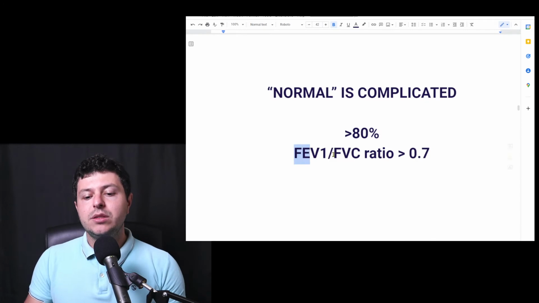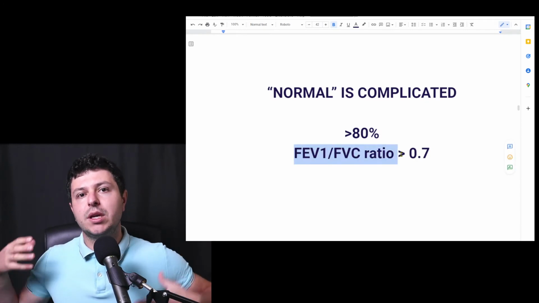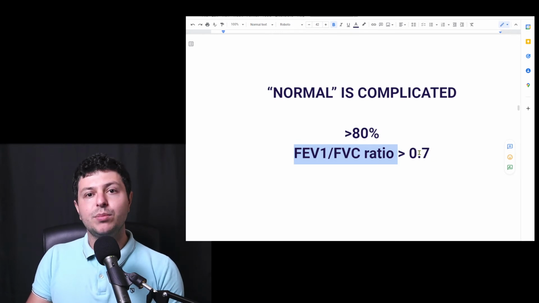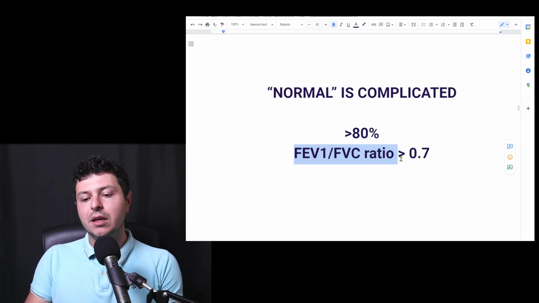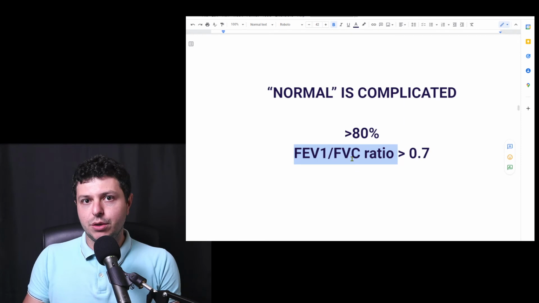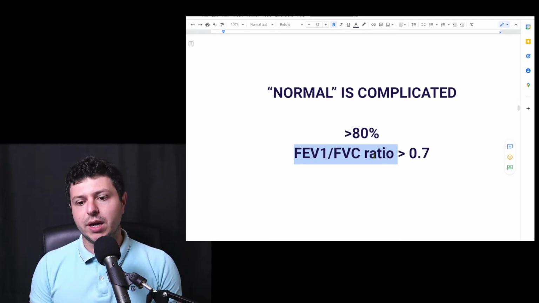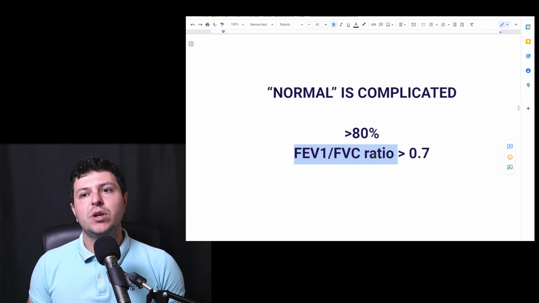And normally this ratio is also very important. Can we get the air out of the lungs fast enough? If we can get more than 70% of the air out in the first second, it's probably a normal ratio. These are things that are mentioned in international guidelines. It's something that's been worked out based on various studies.